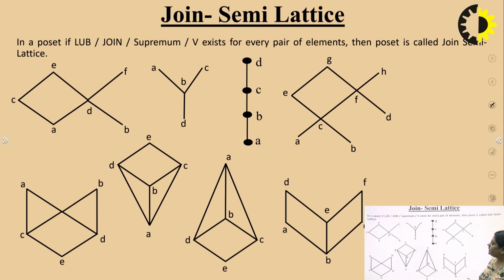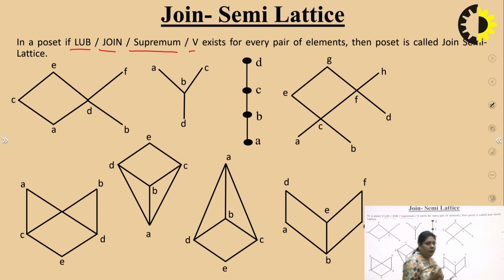Now, let us talk about the join semi-lattice. It is just the opposite of the meet semi-lattice, or we can say we have to find the least upper bound or join, or we can say supremum or OR.